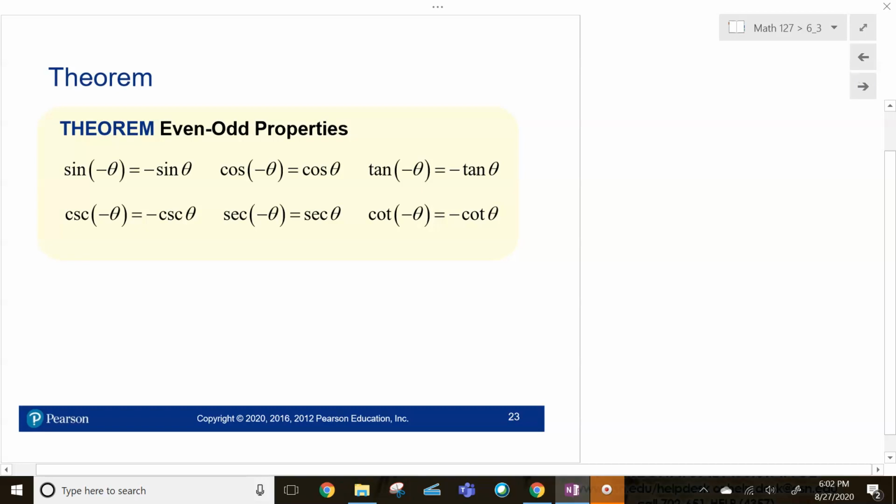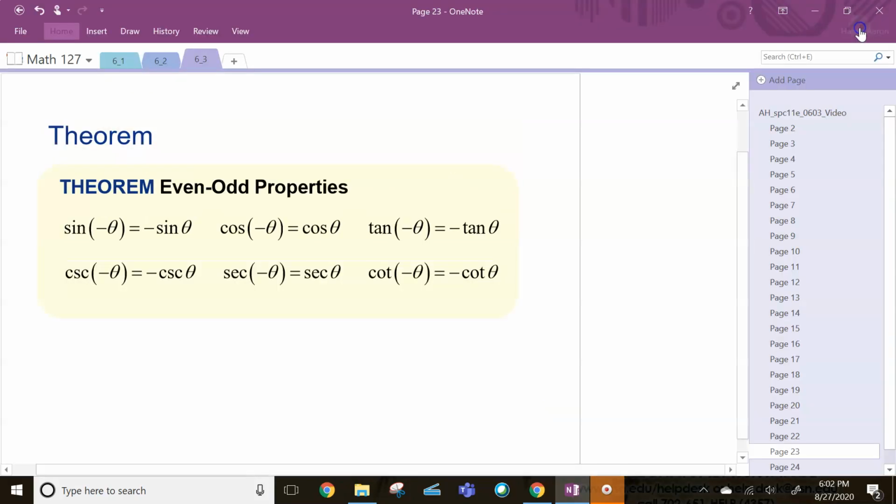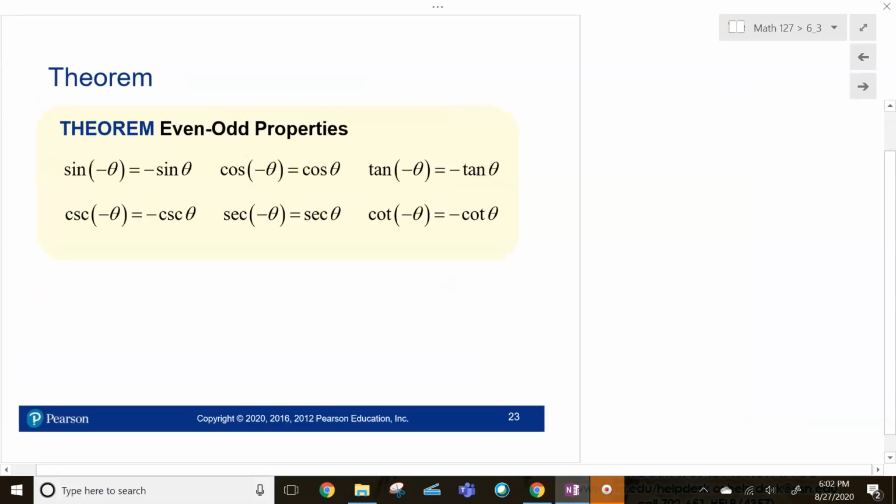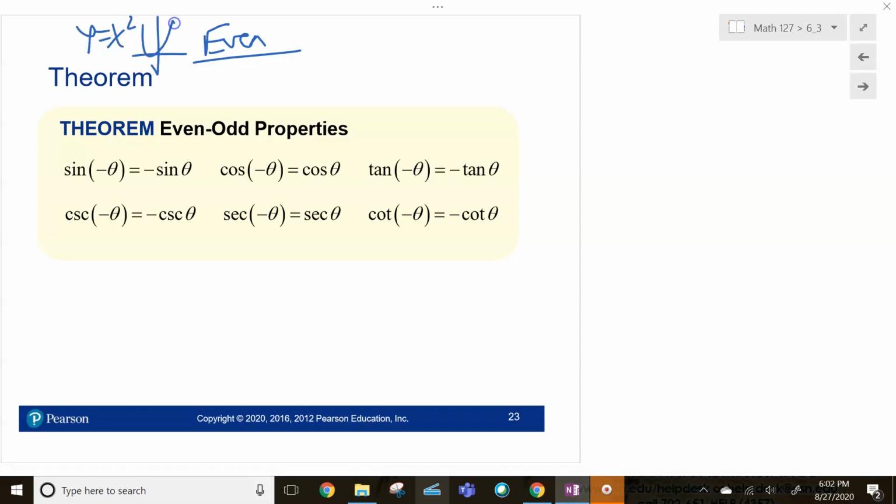Alright, our even odd properties here. If you remember from pre-calculus, an even function satisfies this property, like y equals x squared, right? The parabola y equals x squared satisfied this property.